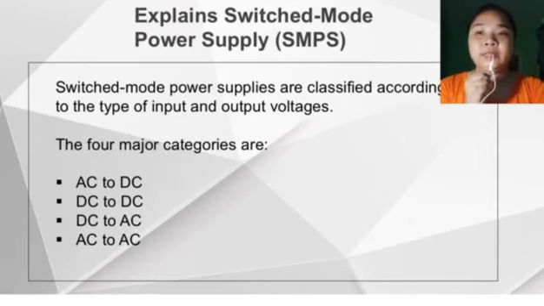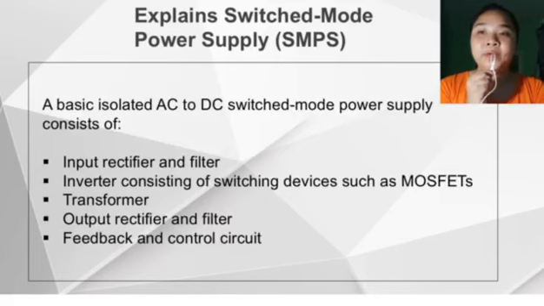Switch mode power supplies are classified according to the type of input and output voltages, such as AC to DC, DC to DC, DC to AC, and AC to AC. The input requires a rectifier and filter, an inverter consisting of switching devices such as MOSFET, a transformer, an output rectifier and filter, and feedback and control circuits. The rectifier or battery feeds the inverter, which turns on and off at a high frequency between 20 kilohertz and 200 kilohertz.